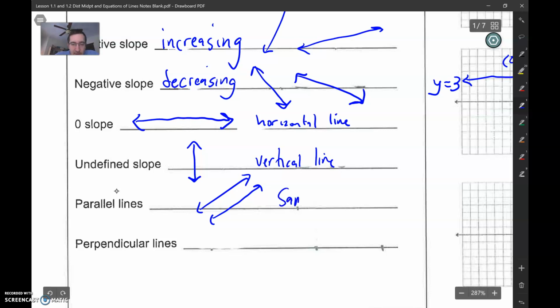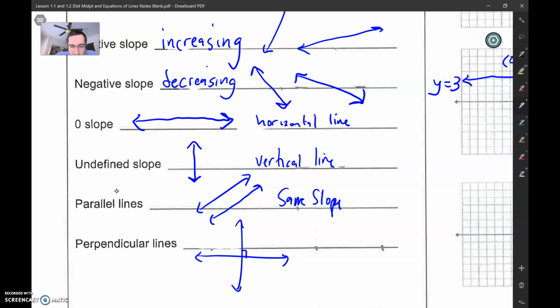They have the same slope. That's why they never touch. If they had different slopes, they would touch. And then perpendicular lines, they make a perfect kind of T, like an intersection at a 4-way stop. 90-degree angles there. Okay? And the type of slope that they have are opposite, as in positive negatives is different, and reciprocal, which means the fraction is flipped on its head.